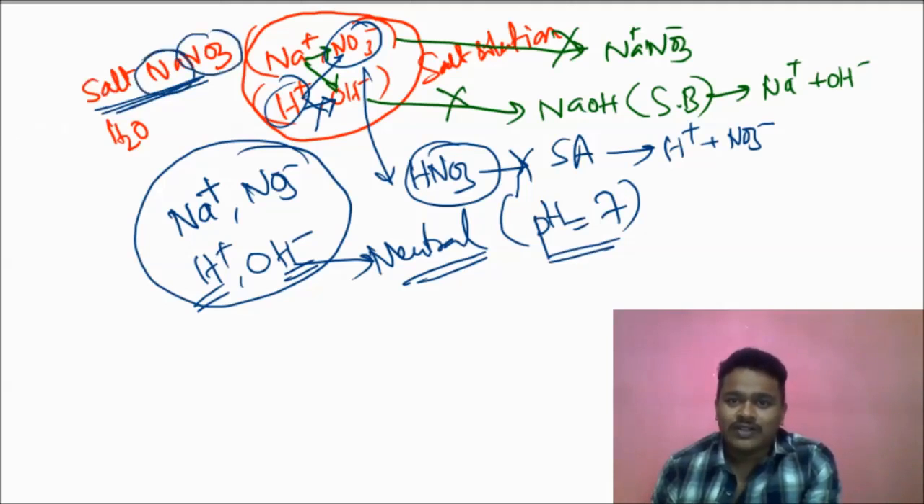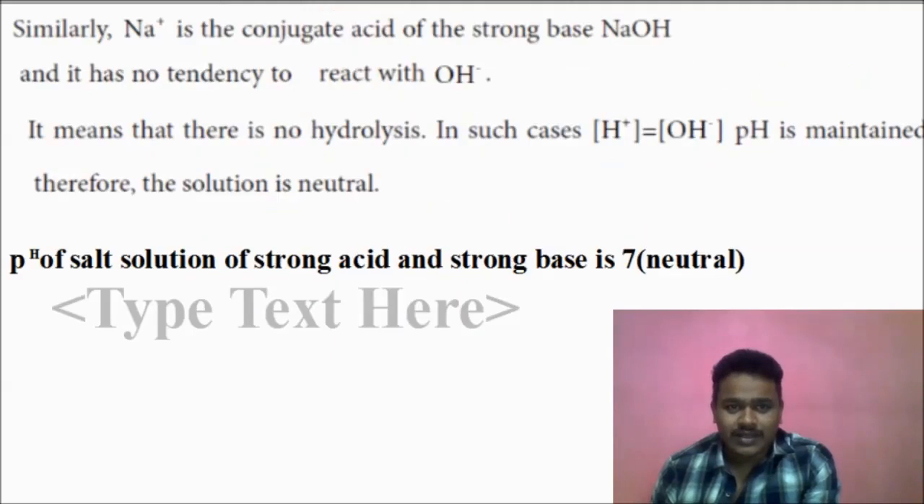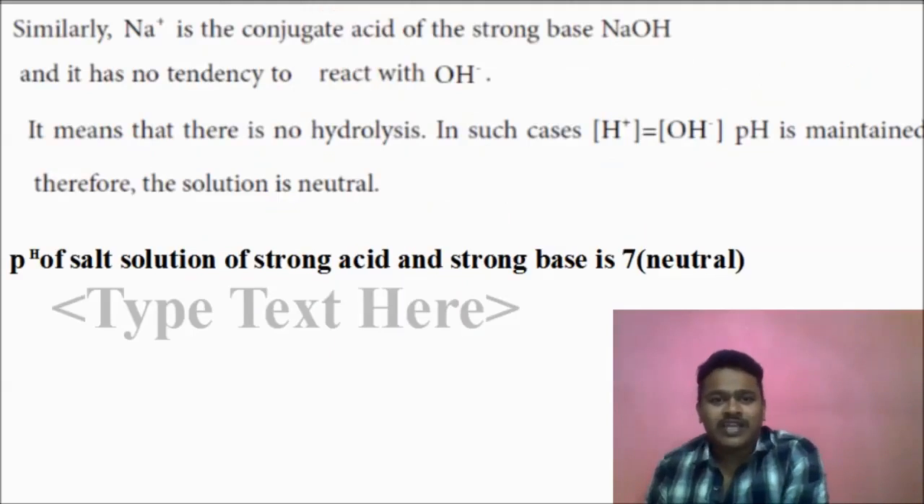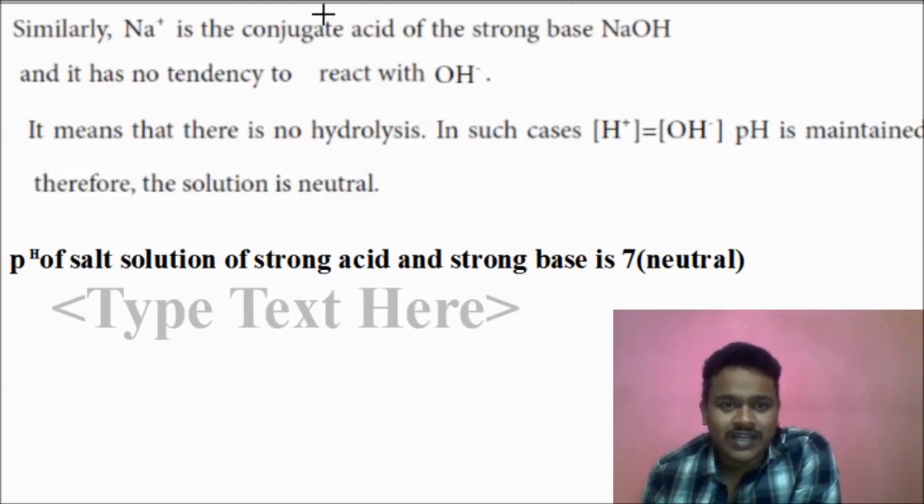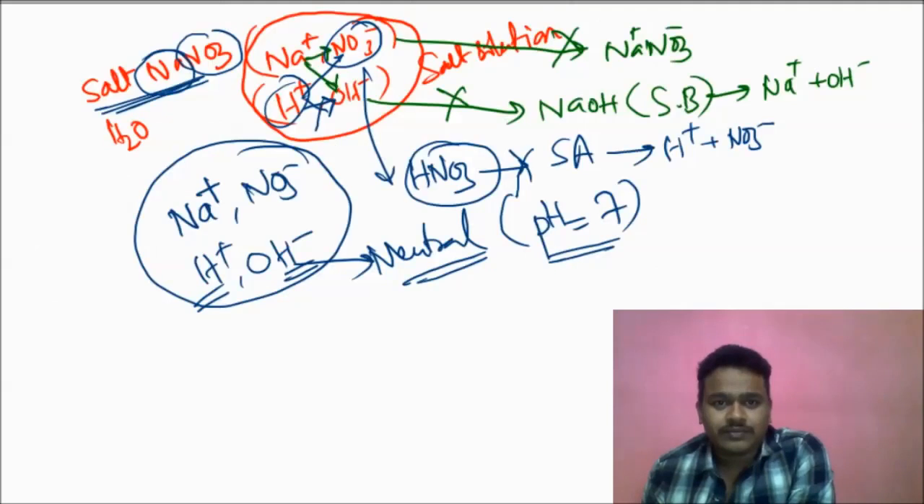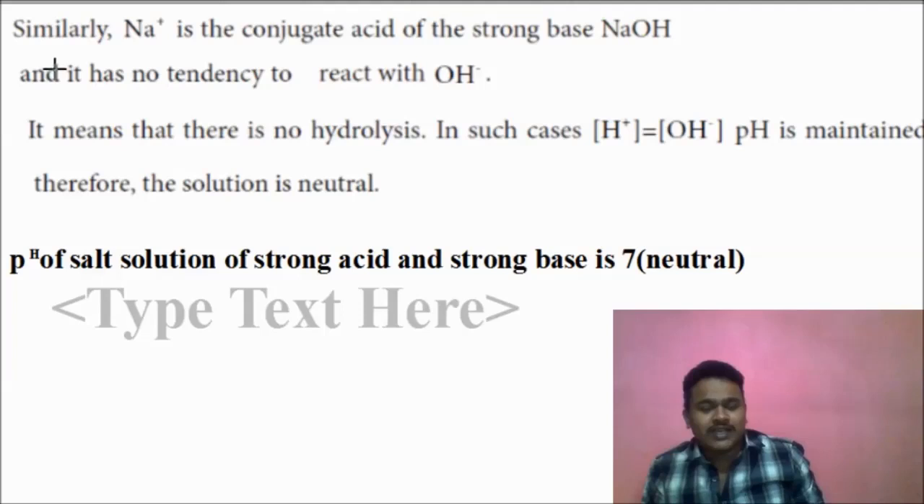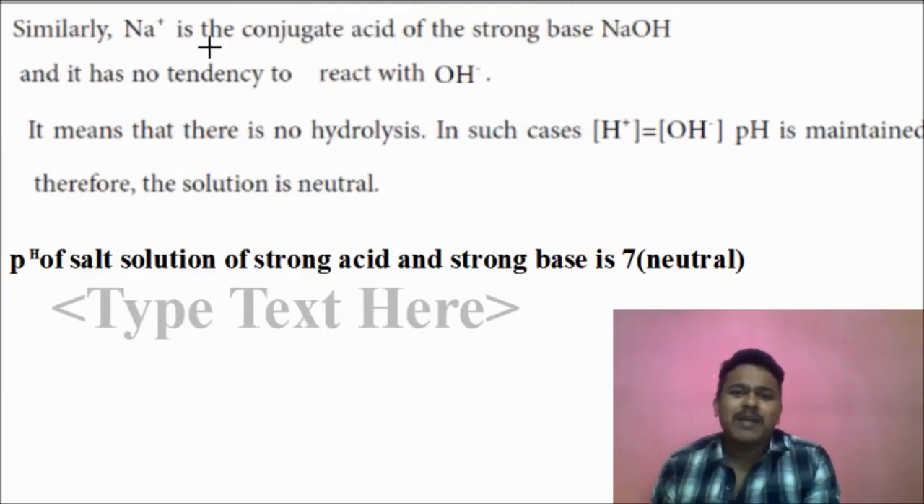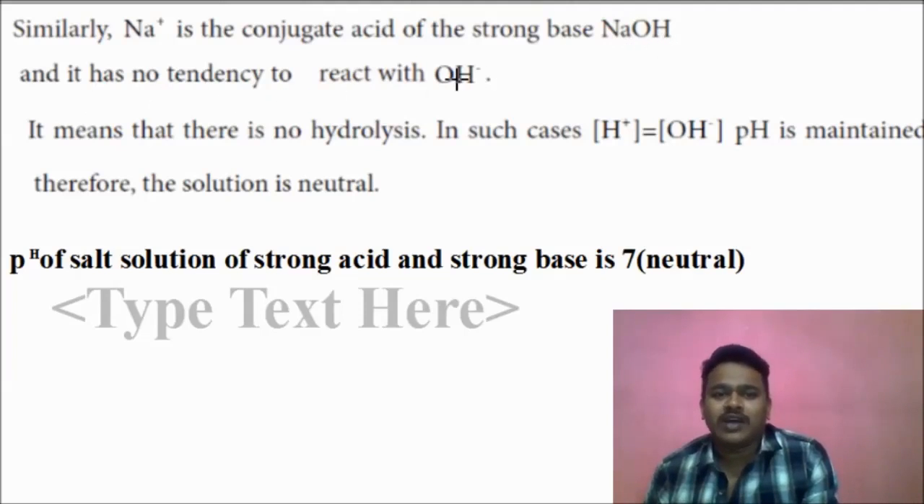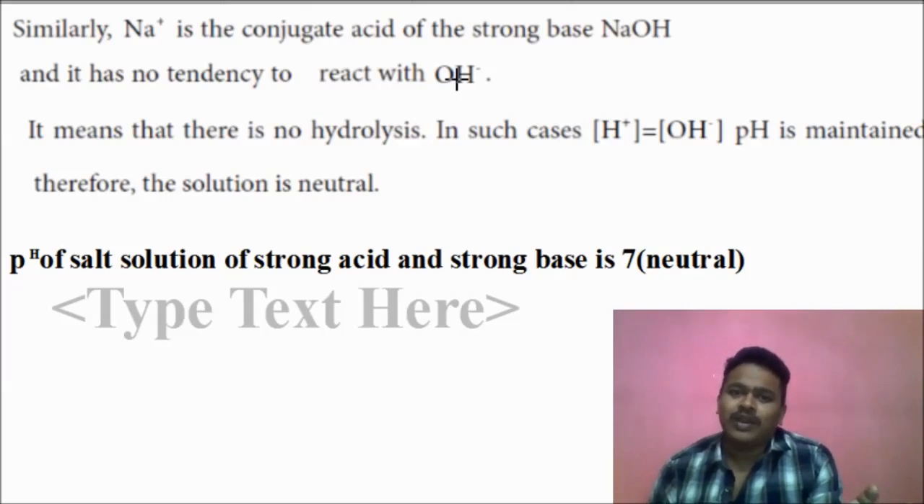Now we will see what is there in the textbook. Once you understand that, I will go here. See, here they are taking all the dissociation. This is our explanation. Again see, similarly, Na plus is a conjugate acid of the strong base NaOH, and it has no tendency to react with the OH minus. What we discussed is the same thing, only they are using slightly different words.